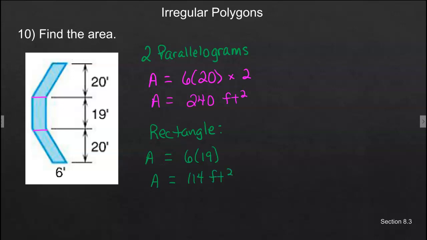And then, of course, I add those, right? So my total area is 240 and 114, so 354 square feet. All right, so I'm going to stop the video here, and then I will finish on the third video.